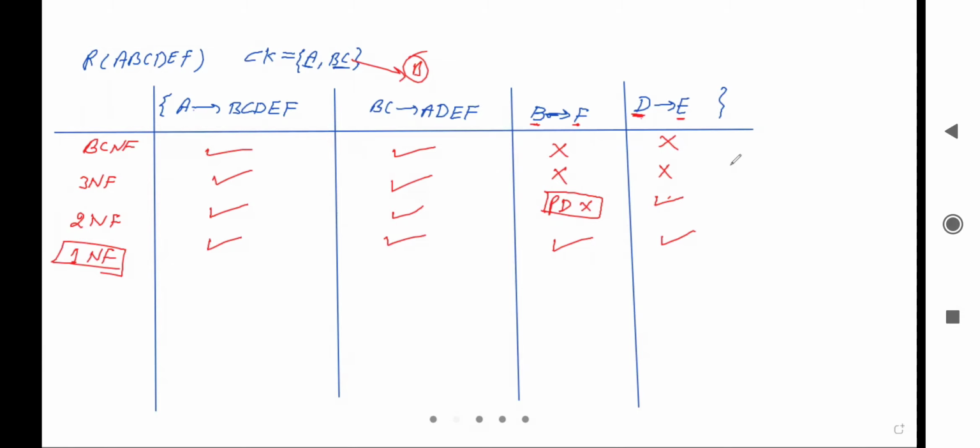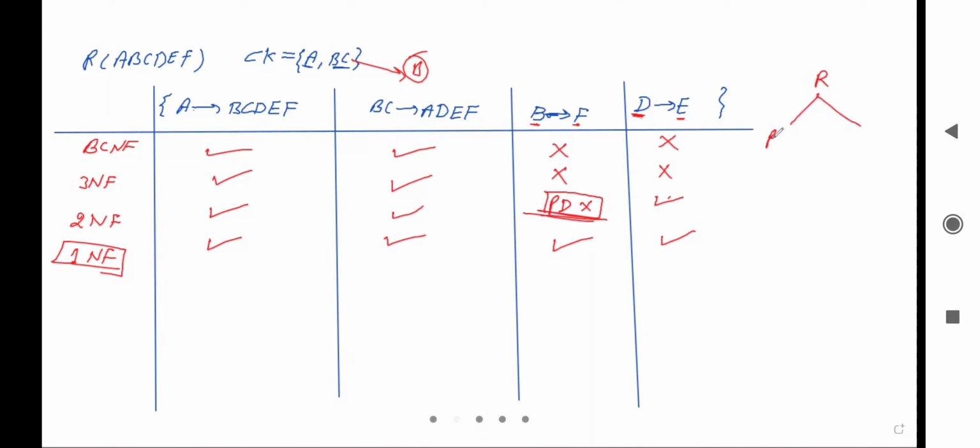Okay, fine. Now, next thing, we are looking for the decomposition into the highest normal form. So, can we decompose this one and go to the second normal form? Due to B goes to F, it is not in second normal form. So what can be done? We can break the relation into two sub-relations. So relation R can be broken into two sub-relations.